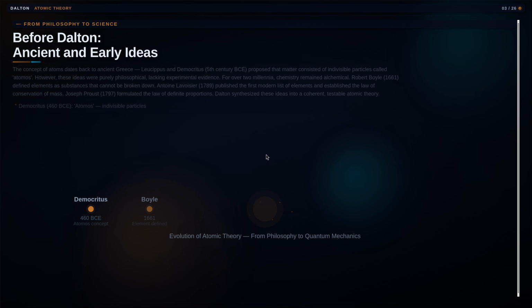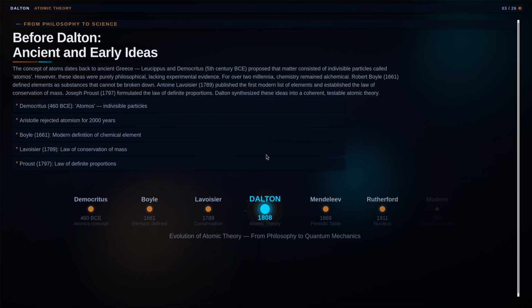The concept of atoms dates back to ancient Greece. Leucippus and Democritus proposed that matter consisted of indivisible particles called atomos. However, these ideas were purely philosophical, lacking experimental evidence. For over 2 millennia, chemistry remained alchemical.